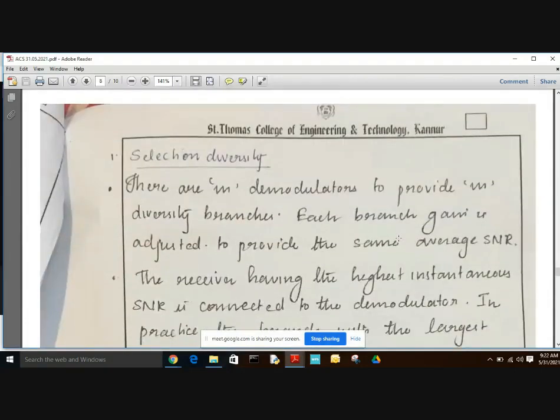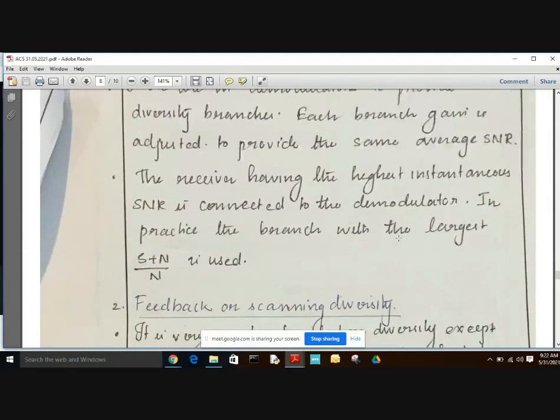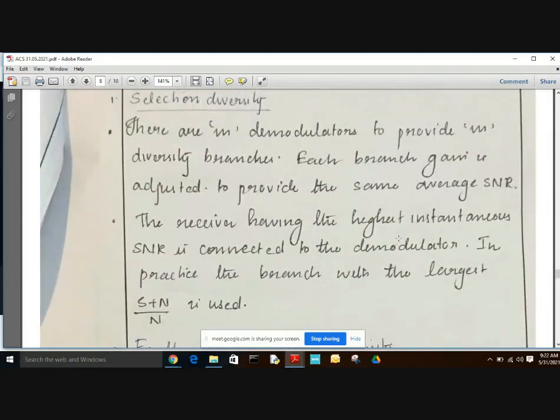First one is the selection diversity. Here in selection diversity, there are M demodulators to provide M diversity branches, and each branch gain is adjusted to provide the same average signal to noise ratio, and the receiver having the highest instantaneous signal to noise ratio is connected to the demodulator. In practice, the branch with the largest (S+N)/N is used, that is, the average signal to noise ratio.